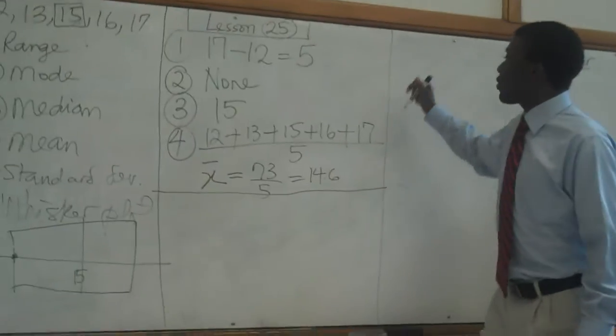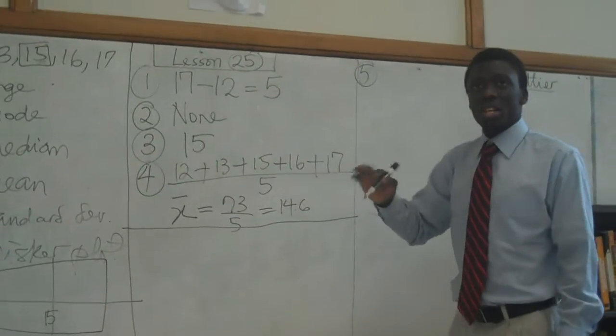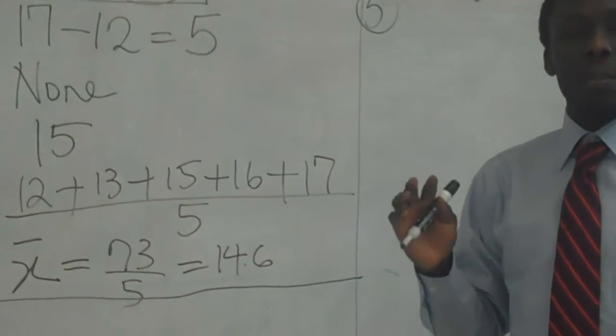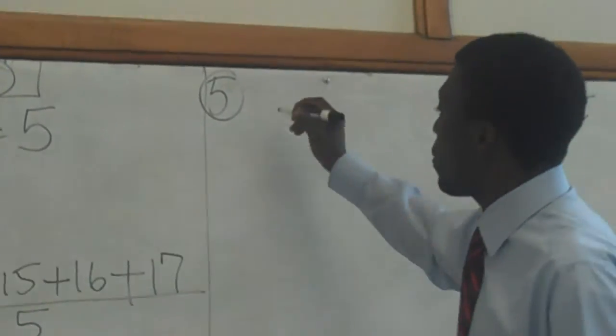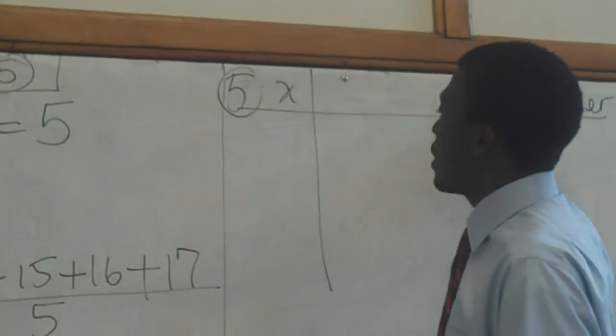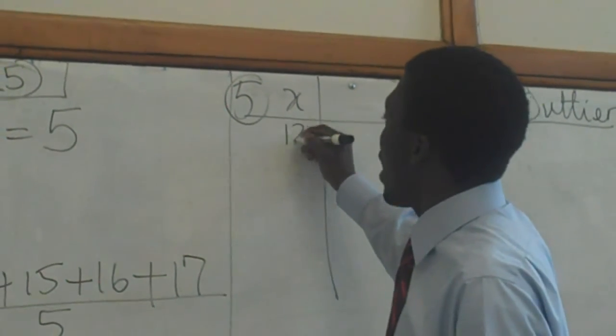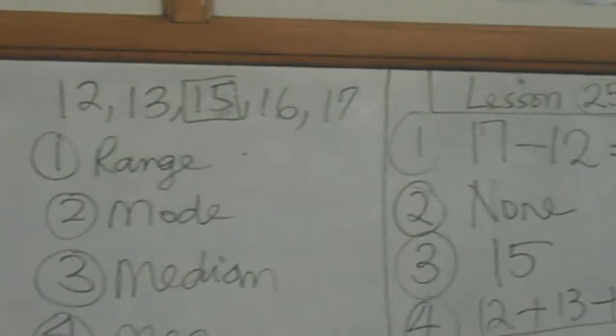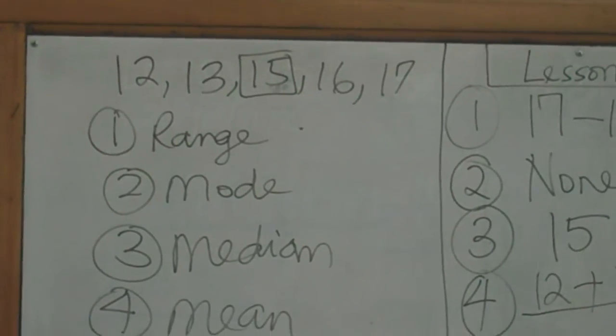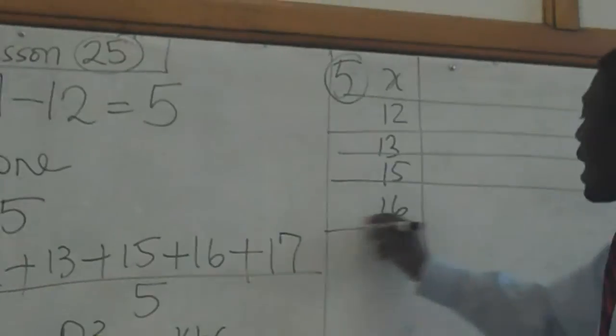The next step is let's find the standard deviation. This is going to take about 2-3 minutes, so you want to pay attention. To find the standard deviation, you want to draw a table. Get a table of values. Your x values are 12, 13, 15, 16, and 17. That's the table showing the x's.